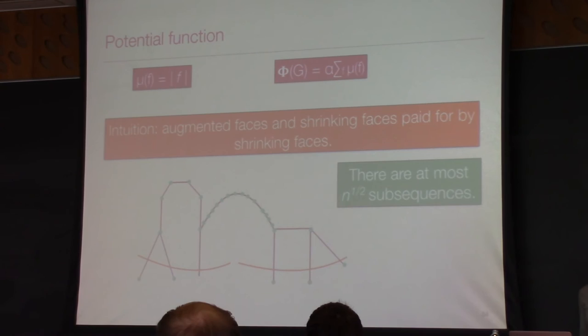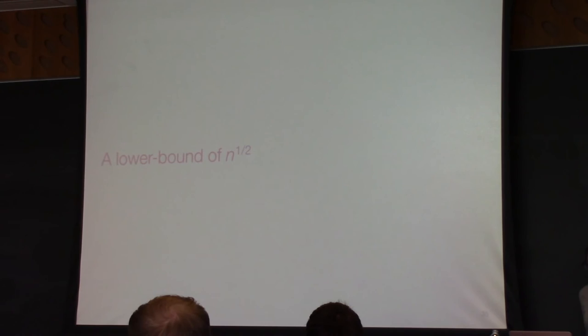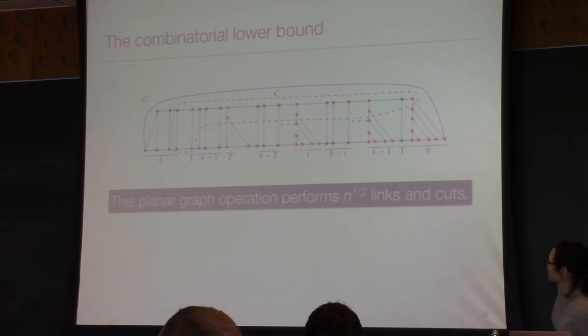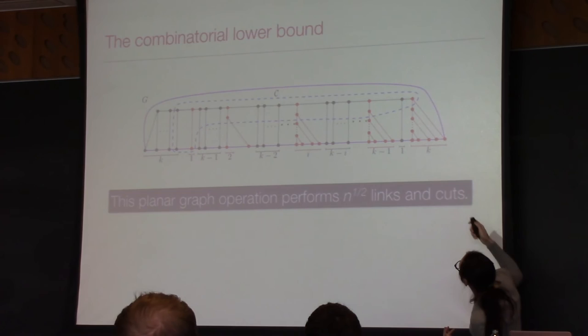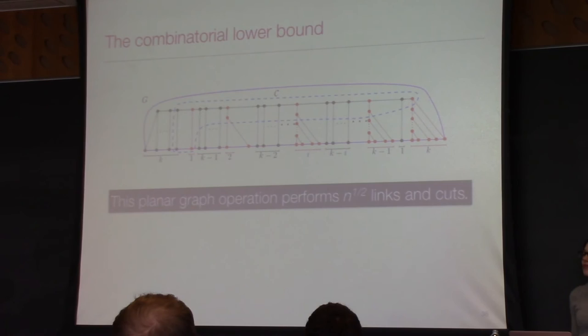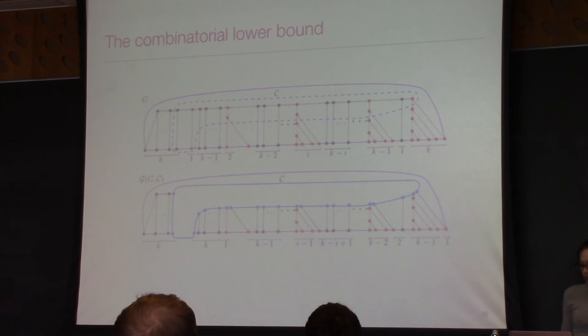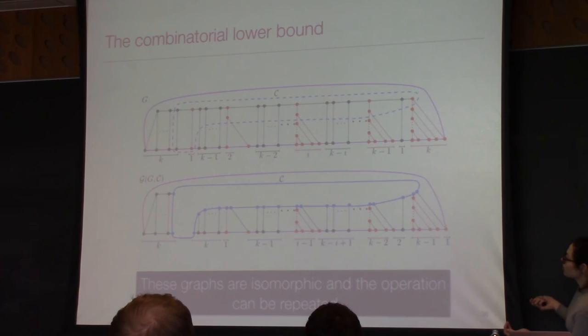So I guess let's go into the lower bound that's combinatorial. I won't make you verify this, but this is a planar graph, and the curve is this purple one that's going around, and you can believe me that the number of links and cuts it performs is square root n. Once you perform that operation, you get this, and these two graphs are actually isomorphic to each other, so you can keep repeating this operation over and over again. That's how we get our lower bound.